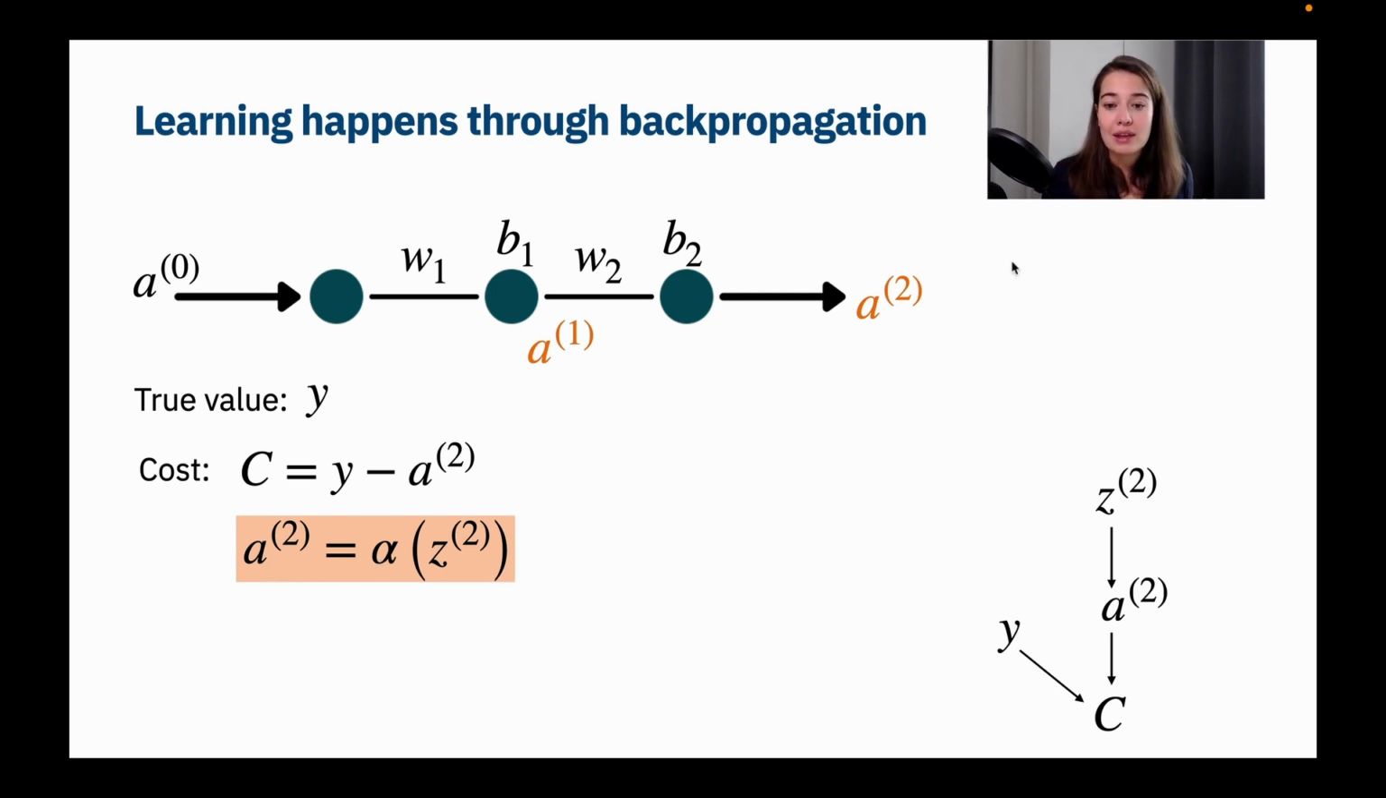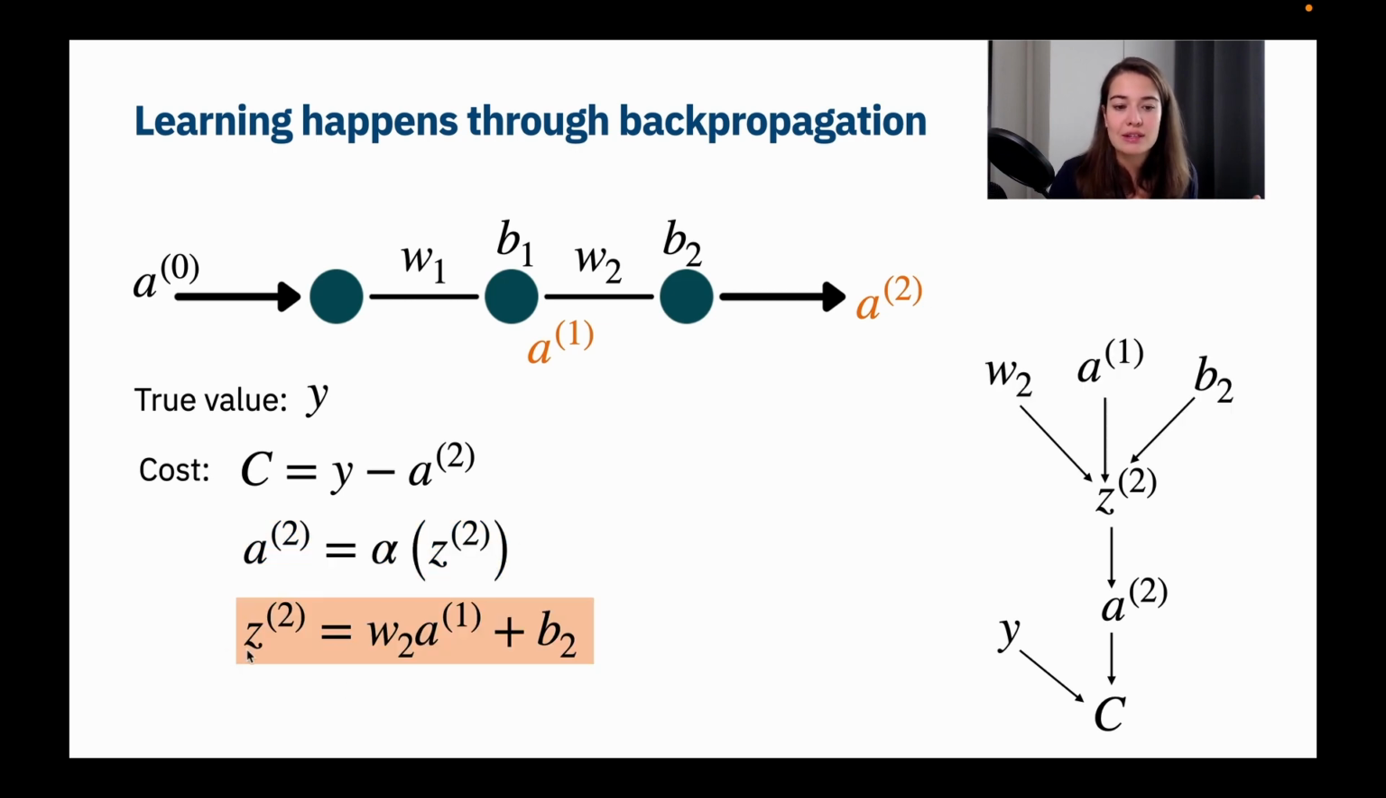So A, the outcome of the network, depends on Z, which is just the outcome that we calculate using the weight and the bias. As you can see in the next step also, Z is calculated by multiplying the input that comes from the previous layer by the weight and adding the bias. So it happens here, and after we put it in the activation function, then we get the outcome of that layer.